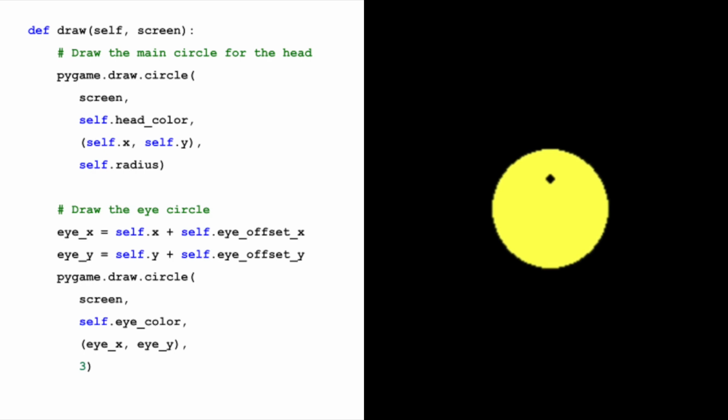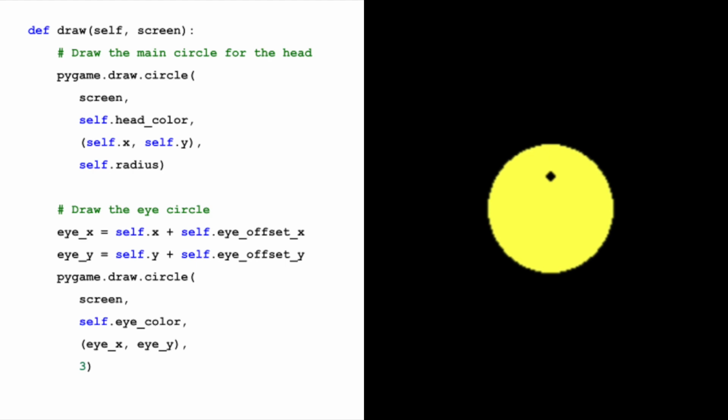In our code, screen is the surface we are drawing on. Head color sets the color of Pac-Man's head, a vibrant yellow. The center of our circle is defined by the coordinates x, y, which we can adjust to move Pac-Man around the screen. And finally, radius determines how big our Pac-Man's head will be.